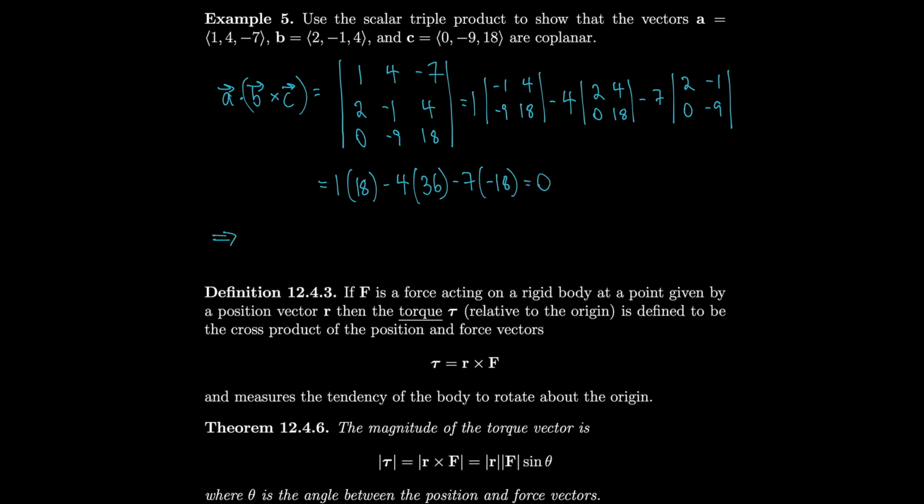So because our scalar triple product is 0, the volume of the parallelepiped spanned by these vectors is 0. And if the volume of the parallelepiped is 0, then that means that the vectors must be coplanar.